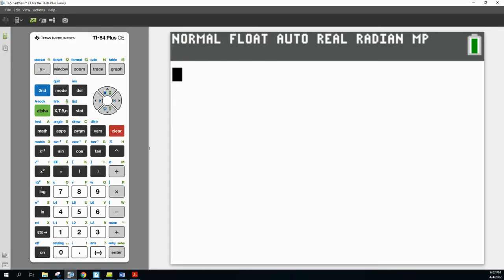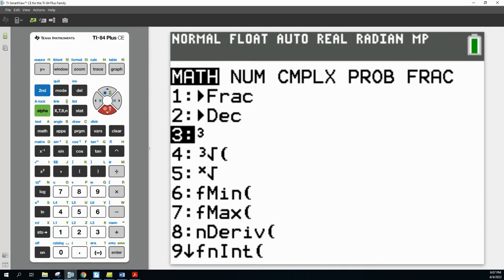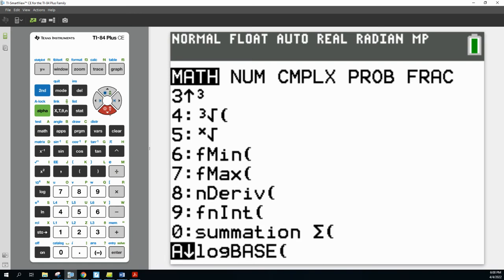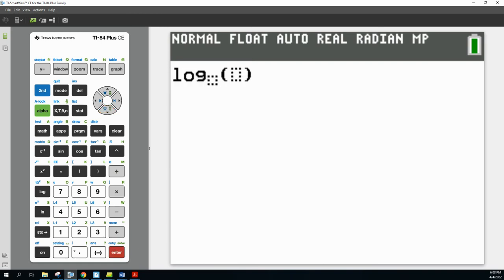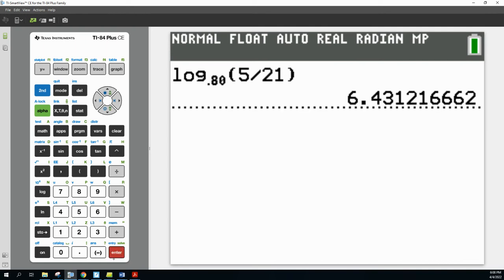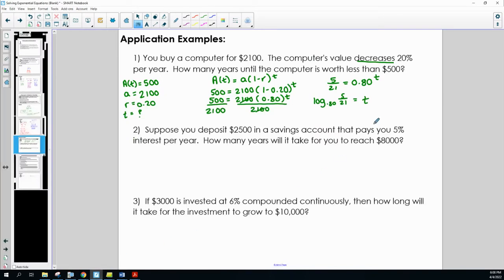So we're going to do math, and we'll go to log base. The base is 0.80, and then 5 over 21. And then we hit enter. So it's going to take about 6.43 years. So we'll say t is approximately 6.43.